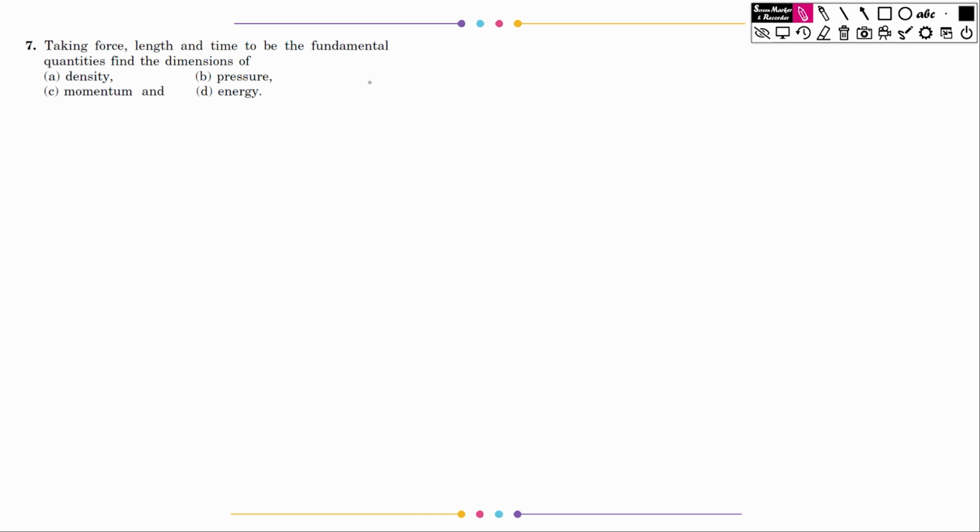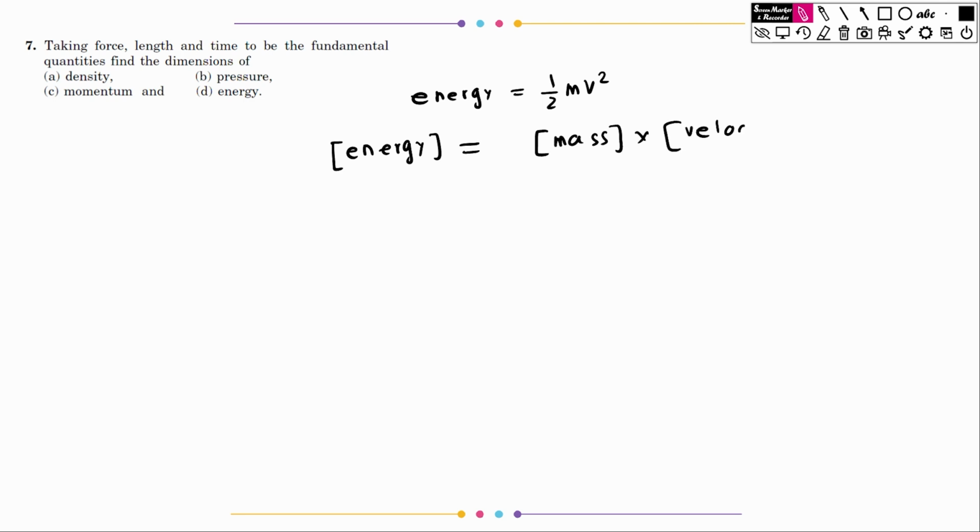Next, we'll take energy. Now, formula for energy is half into mv square. Therefore, we'll take dimension of energy as dimension of mass into dimension of velocity, and there is a square term. The half we are not considering because it is a constant and constant has no dimension.